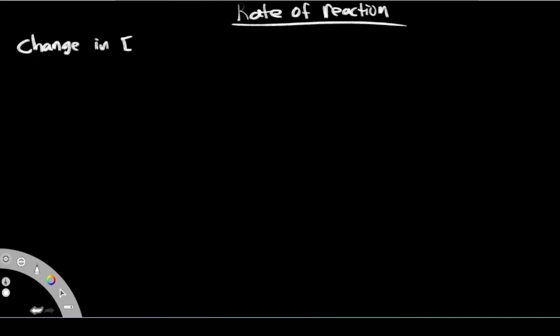Rate of reaction. Now what is rate of reaction? Rate of reaction is the change in the concentration. So I'll write this here, it's the change in concentration, and for concentration we use the bracket as the indicator.